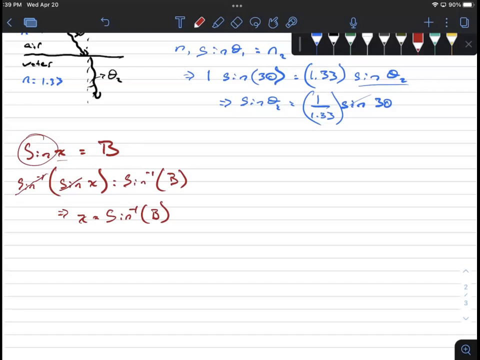That's what I'm going to do mathematically here. For us, I have sine of theta 2 equals a whole bunch of stuff. Well, I don't want sine of theta 2. I just want theta 2. So I do the inverse sine of both sides. So on the left, I'm left with theta 2 by itself. And on the right, I now have inverse sine of whatever was sitting there: 1 over 1.33 sine of 30.